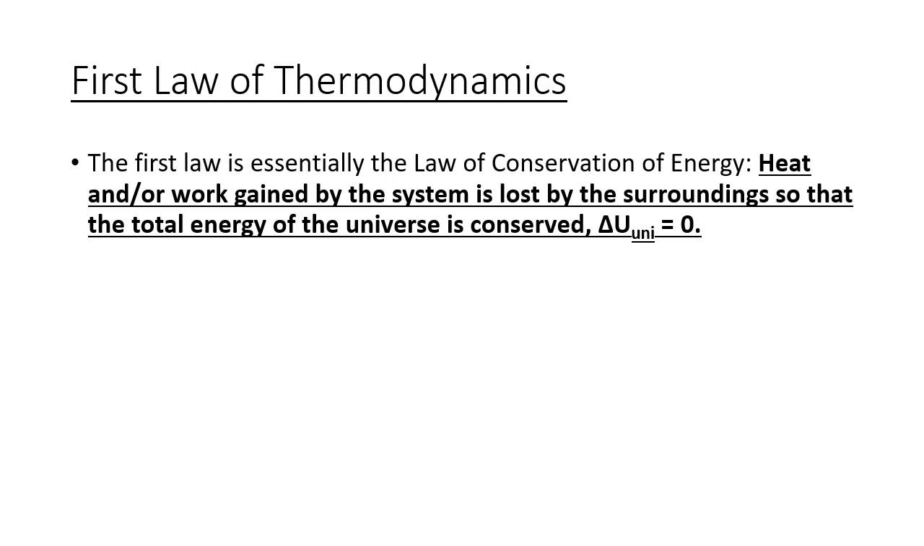The first law of thermodynamics is essentially a restatement of the law of conservation of energy. It states that heat and/or work gained by the system is going to be lost by the surroundings, so that the total energy of the universe is conserved. We could indicate that by saying the change, given by that symbol that looks like a triangle, in internal energy of the universe is going to be equal to 0.